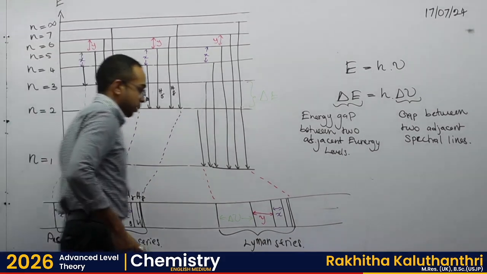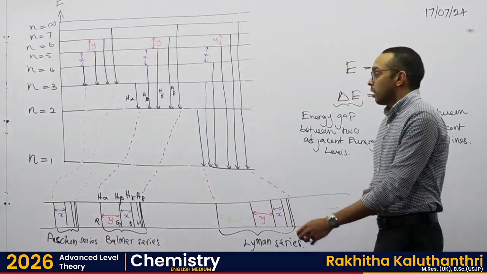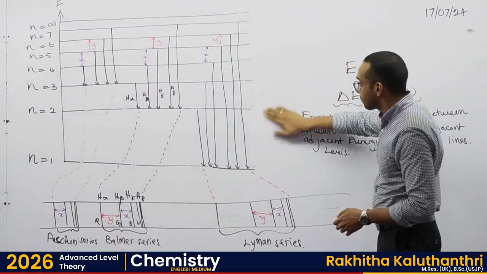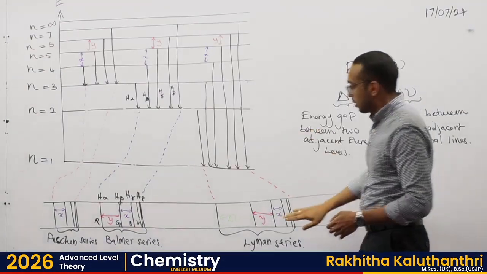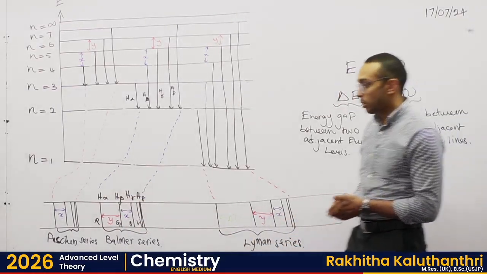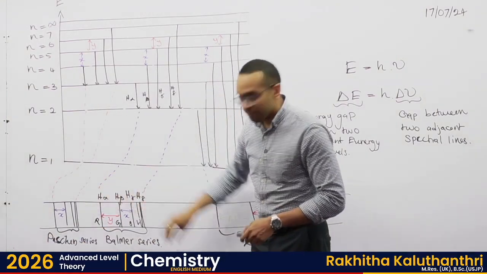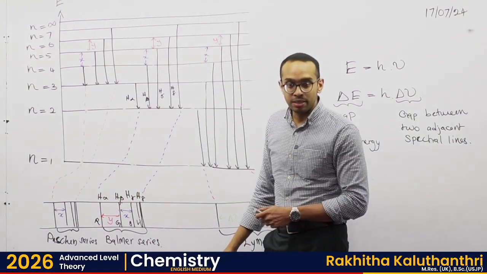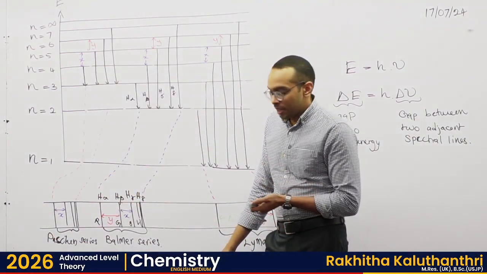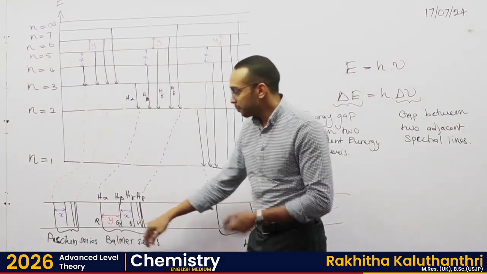Okay, so the next part that I want to explain is this. When it comes to this series that I drew, I actually showed some gaps between certain spectral lines. You should be able to figure it out yourselves by now. What did I try to show you here?